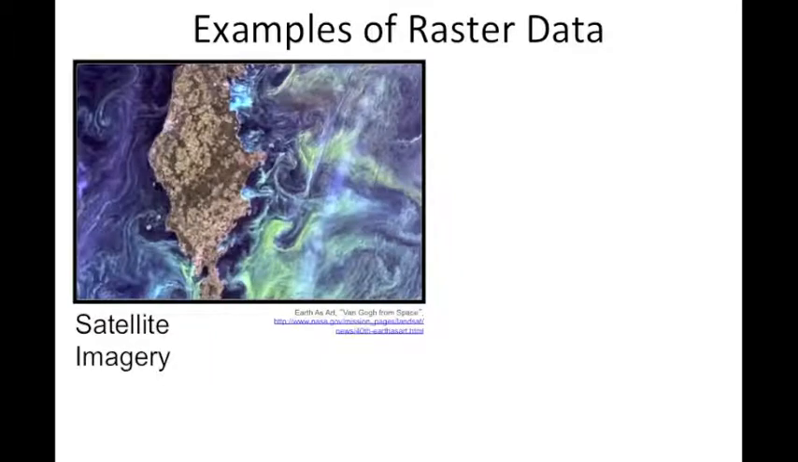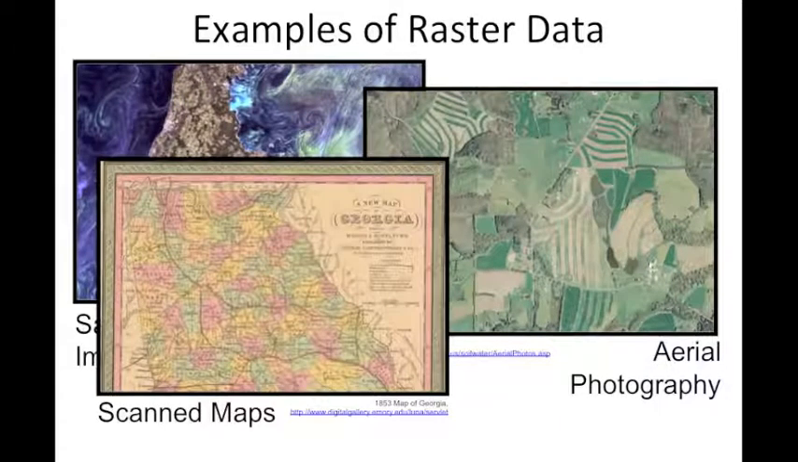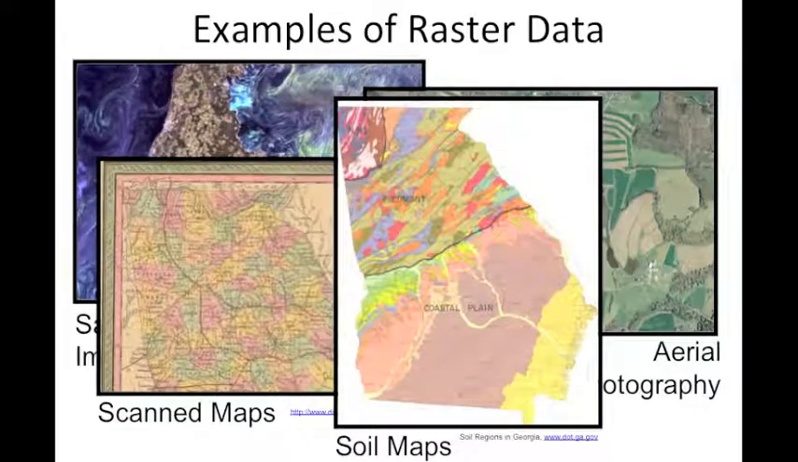And then raster data, again, is going to be more continuous data like elevation, images, temperature, that doesn't have discrete boundaries. So this is satellite imagery, just imagery taken from space. Aerial photography is taken from planes. Scanned maps, if you were perhaps working with historic maps and you had scanned the image in, you could work with that in GIS. And then this is a soil map, just to give another idea of data that doesn't have concrete boundaries.